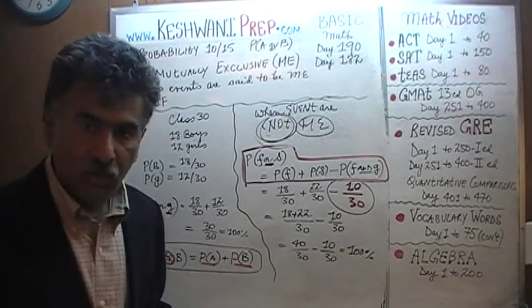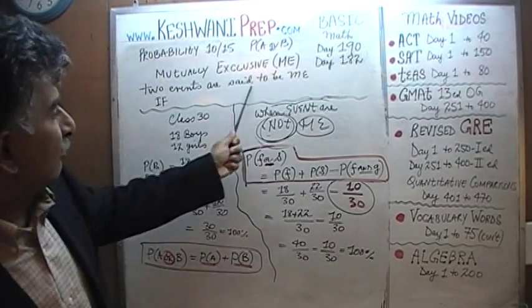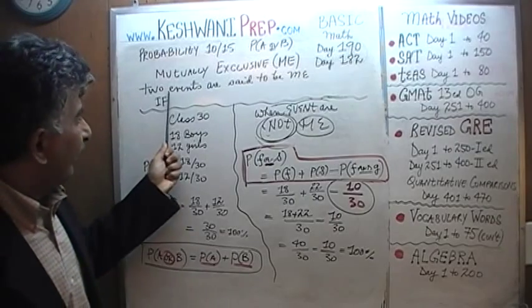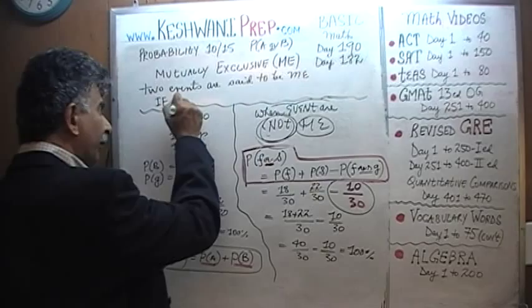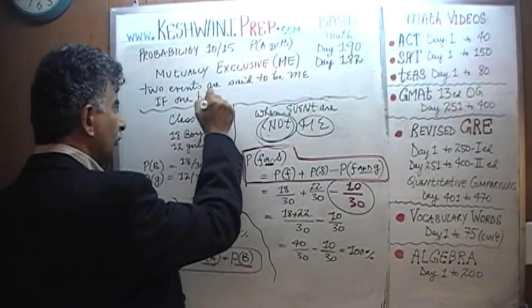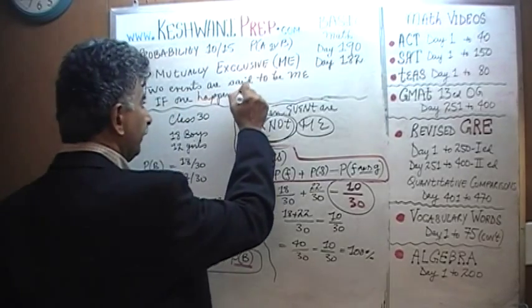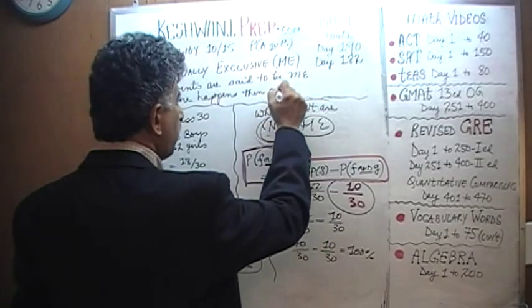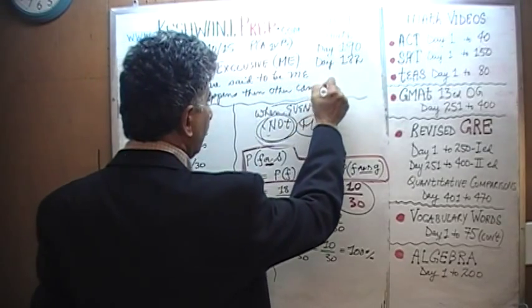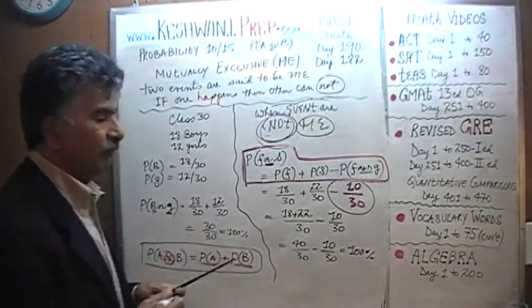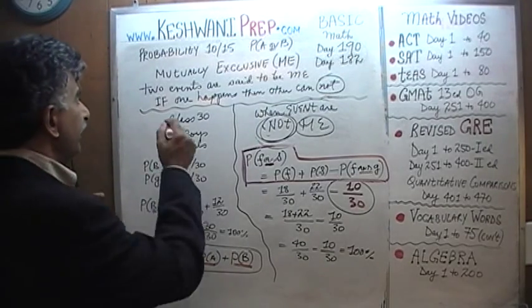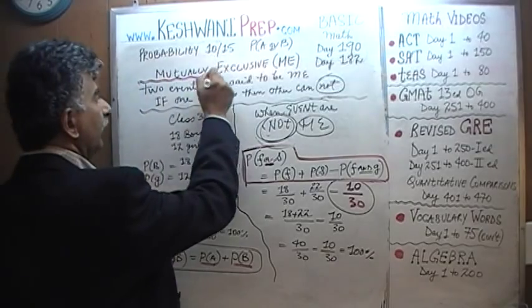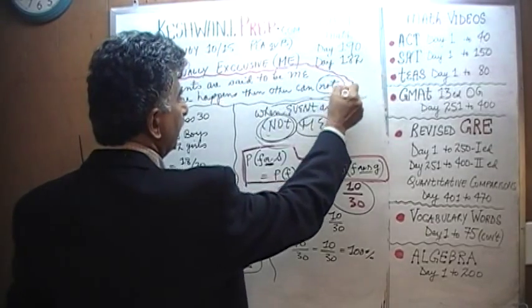Now let's talk about what it means for two events to be mutually exclusive. Two events are said to be mutually exclusive if one happens, then the other cannot. That's the definition of mutually exclusive. Two events are said to be mutually exclusive if one happens, the other cannot.